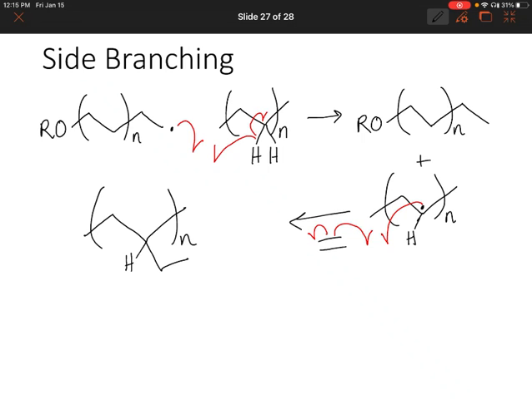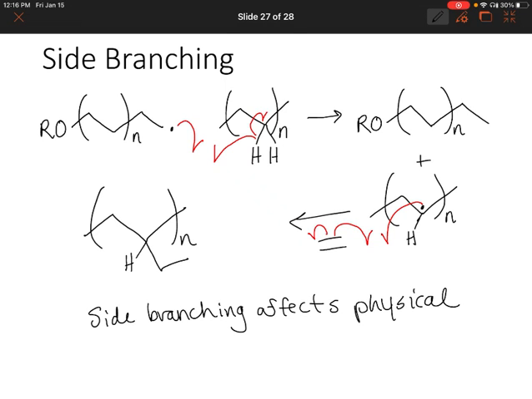So side branching does affect the physical properties of polymers. For example, if you have a plastic bottle, that likely has side branching in it because it's more flexible than, let's say, the cap of a plastic bottle, which is inflexible. So side branching affects the physical properties. It can also affect, for instance, density and other properties as well.